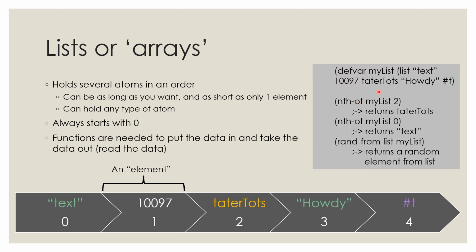Here's an example of a list declaration. We declare a variable named myList, and then we start the list function, which puts them all together, and then we call nth of myList 2, and that just means get the second element of my list, so it returns tater tots. And here's some other examples you might use commonly. Lists are used a lot for if you want to have your character say something random from a list of options. That's a really common use for them.